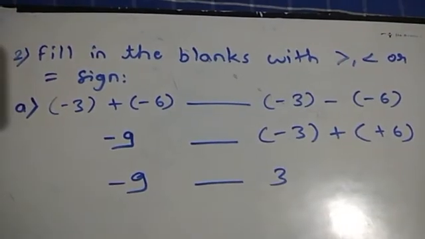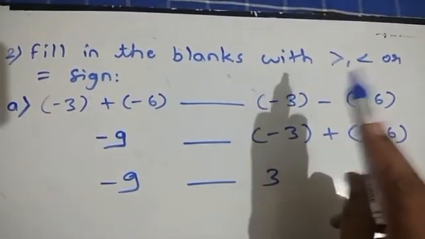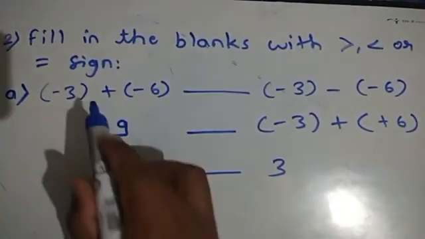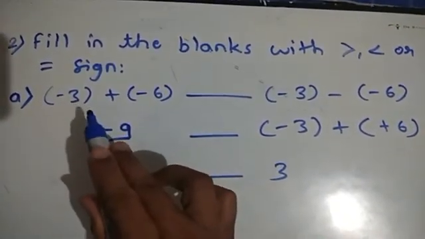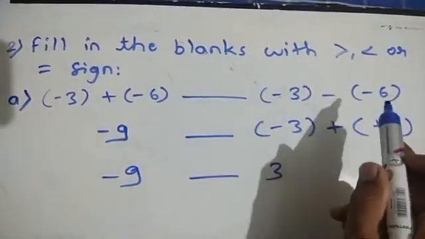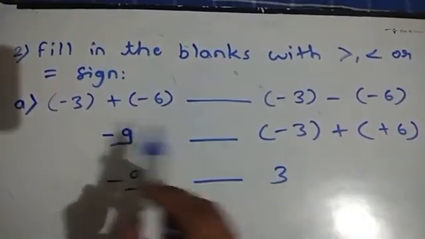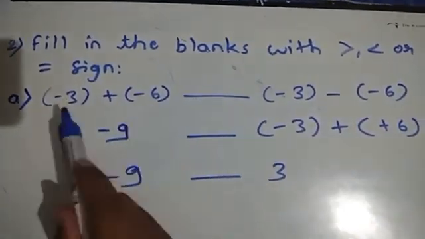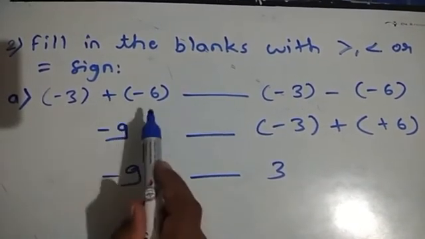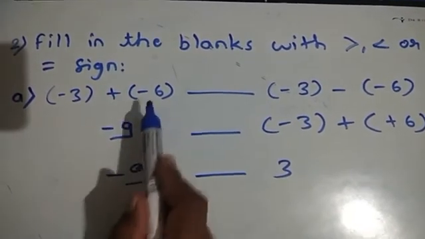Now let's solve one more question. Fill in the blanks with greater than, less than, or equal to sign. See here first example. We have here minus 3 plus of minus 6 and minus 3 minus of minus 6. We have to compare them. Okay, now first we will simplify and then we will compare. See here students, both the integers are negative and we have to add them. We know very well, if two integers are negative, we have to add them. 6 plus 3 is what? 9. Sign will be minus.